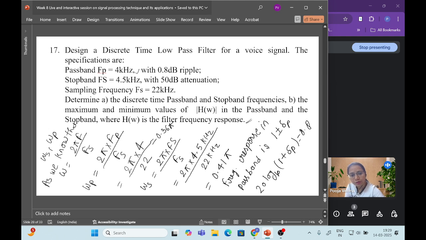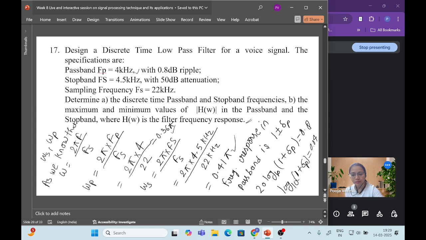Right, from here you can calculate del p. So if you further calculate it, you will get 1 plus del p is equal to 0.04, right? So passband and option A has been, we have got that passband frequency 0.365, stop band frequency 0.415. So I can remove them further. They have asked the maximum and minimum value of h of omega in the passband and stop band also.